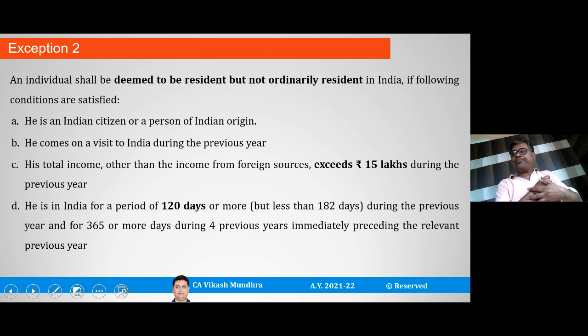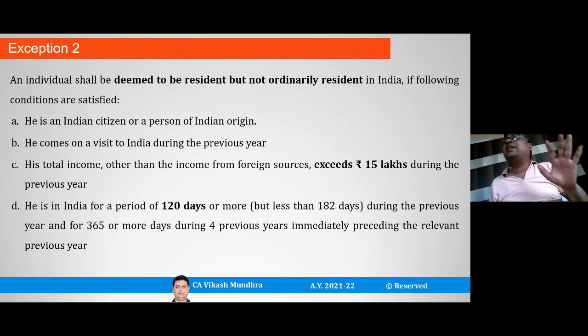Exception number 2. Everything is discussed in an earlier slide. We are just determining whether you are ordinary or not ordinary. An individual shall be deemed to be a resident but not ordinary resident in India if the following conditions are satisfied. Though you are satisfying the dual condition of section 6.6, if these conditions are fulfilled, then you will be considered a not ordinary resident. What are the conditions? We already know this type of condition. You are an Indian citizen or a person of Indian origin.